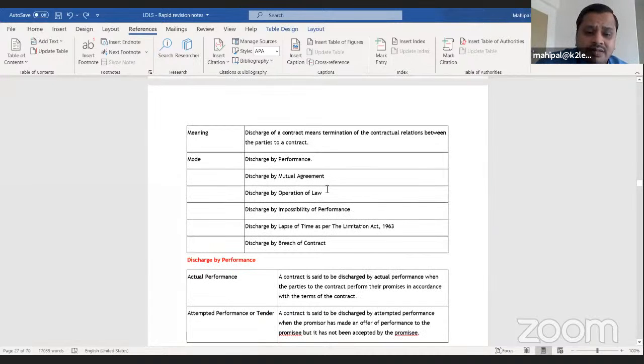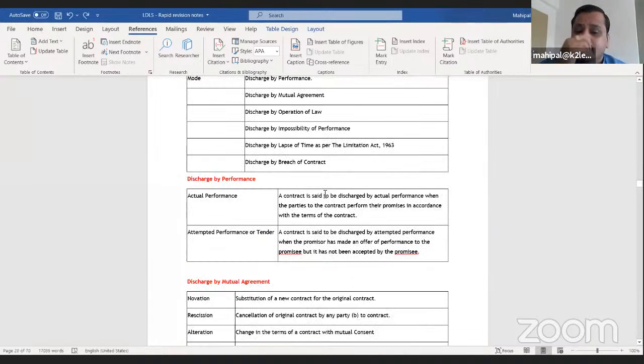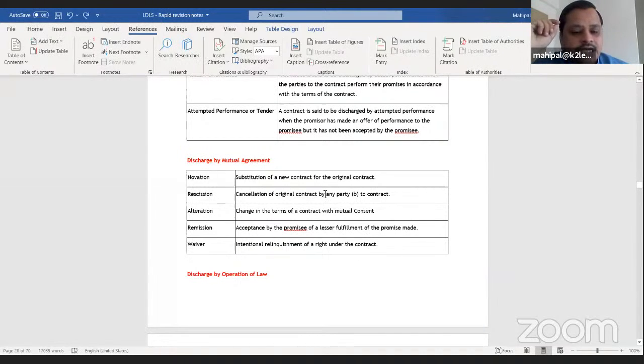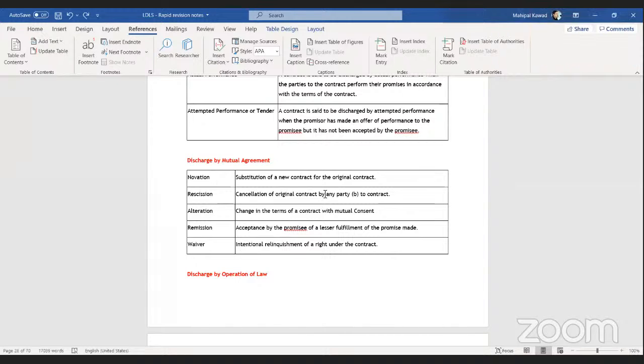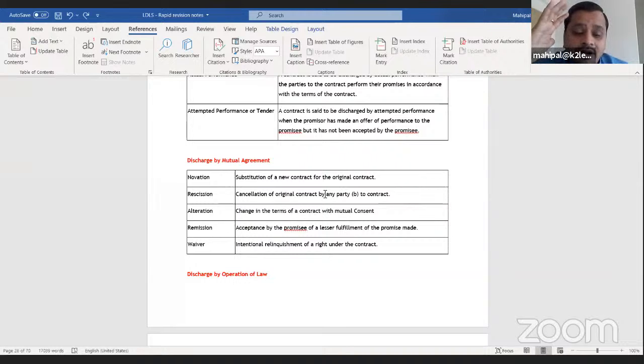Mutual agreement. Let's understand mutual agreement. A contract is said to be discharged by mutual agreement by novation. Again, my dear friends, it is an important concept. Novation, rescission, alteration, remission, and waiver. Technically speaking, it's a 6-mark question. Remember the shortcut.